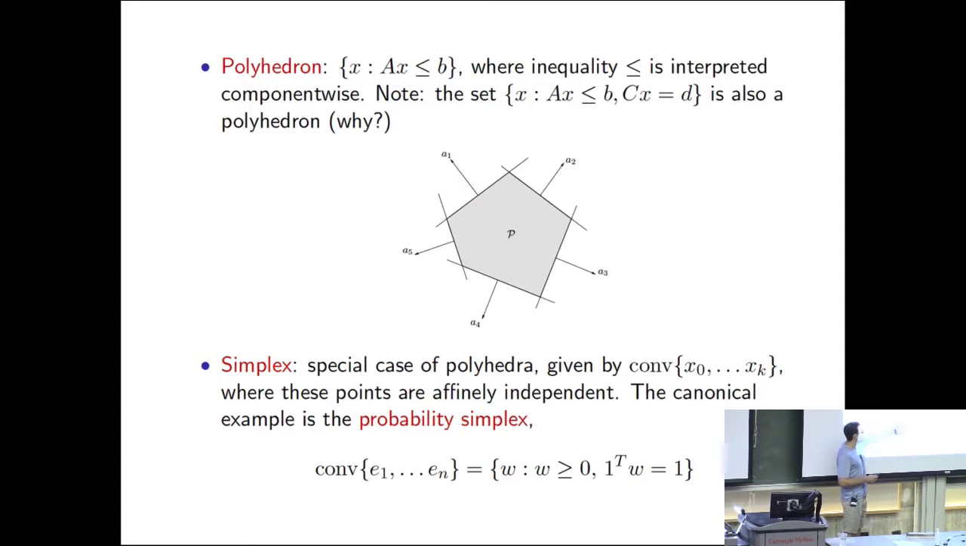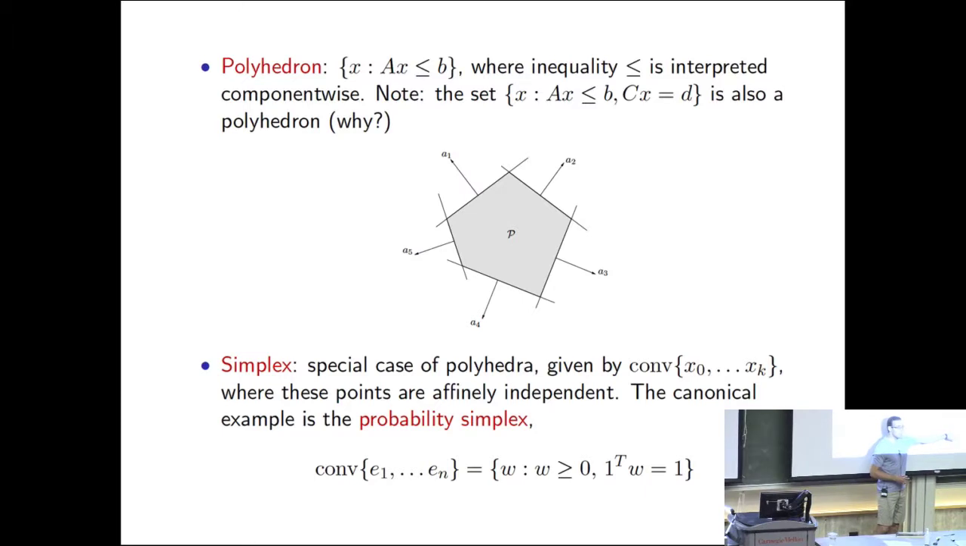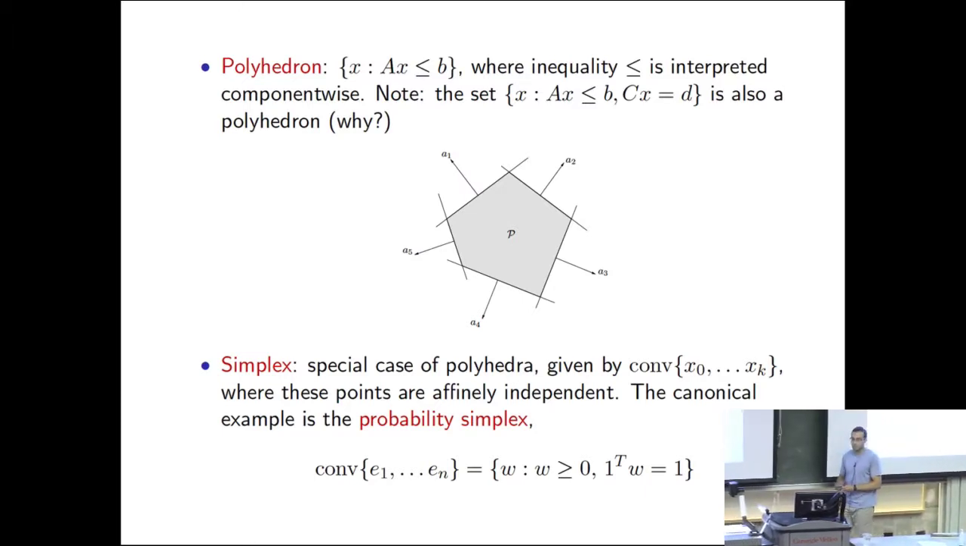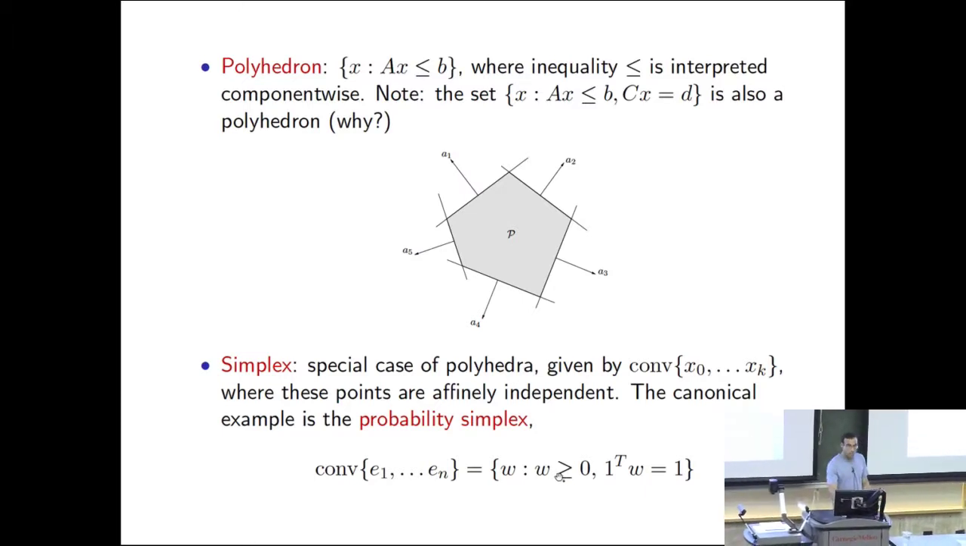The example you'll all probably remember is the probability simplex. It's what happens when I take the convex combination of the n standard basis vectors. So e_1 is 1 then all zeros, e_2 is 0, then 1, then all zeros, and e_i is all zeros except for a 1 in the ith spot. If I take the convex combination of these n vectors in R^n, I get the set of all vectors that are non-negative and add up to 1. We often call it the probability simplex, because you can think about the entries of w as defining a probability distribution.